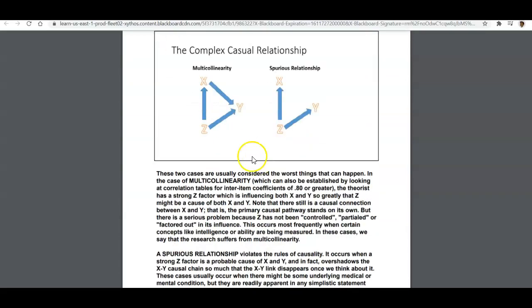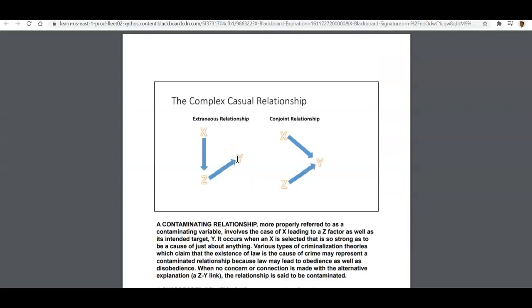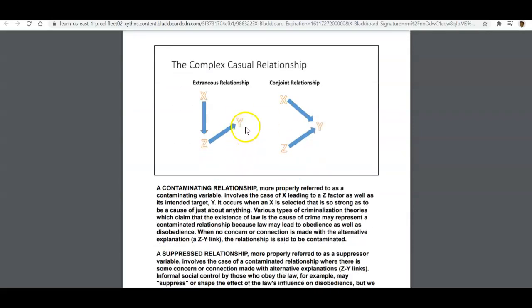There are other types of relationships that are much more complicated, right? Multicollinearity is one where two variables are affecting one, but the two variables are also affecting each other. The spurious relationship, where it looks like one variable might be causing the other, but it's actually causing two separate functions. I'm not getting too much into these because we're not covering all of this. We're not studying all these different types of causal relationships. Our analysis is really going to be focusing on just the straightforward causal relationship.